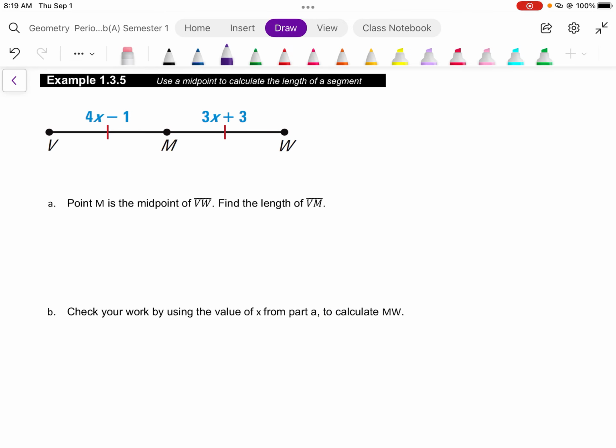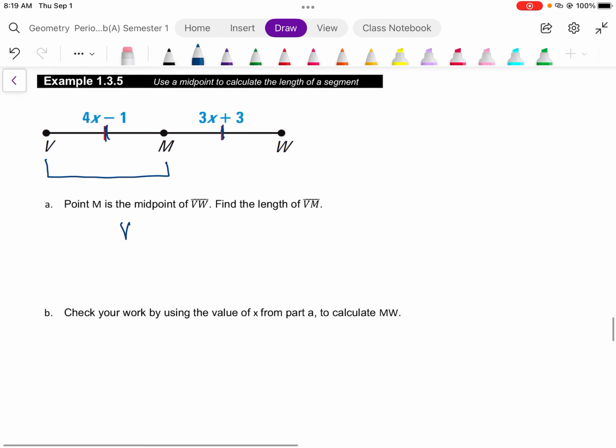All right, our next example. We are given this diagram, and they tell us that point M is the midpoint of VW. And it's already marked in our picture. If it wasn't, we would mark these lines are congruent. They want us to find the length of VM, which is this length here. So right away, we know that VM is equal to 4x minus 1. We need to figure out what x equals in order to solve for VM.